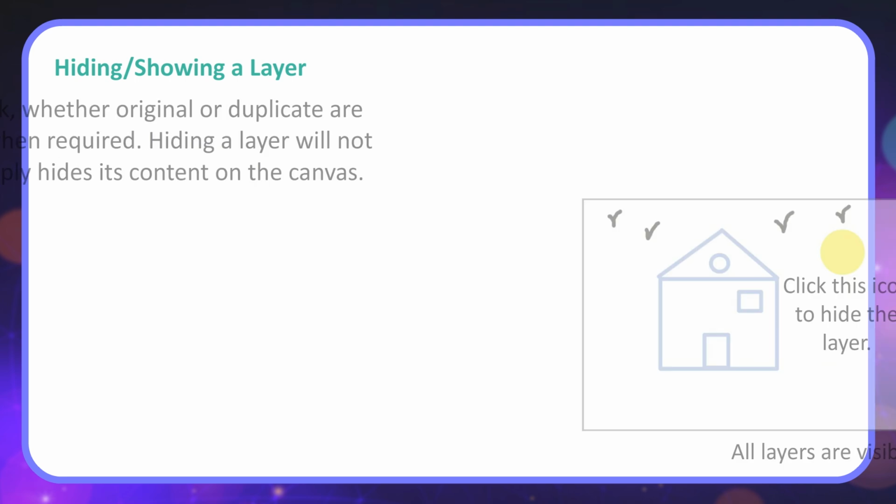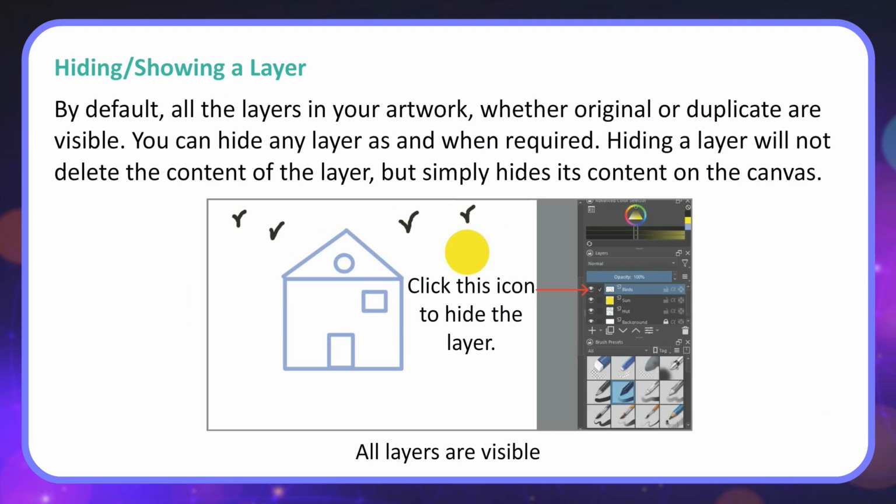Moving a layer. Hiding, showing a layer. By default, all the layers in your artwork, whether original or duplicate, are visible. You can hide any layer as and when required. Hiding a layer will not delete the content of the layer, but simply hides its content on the canvas.